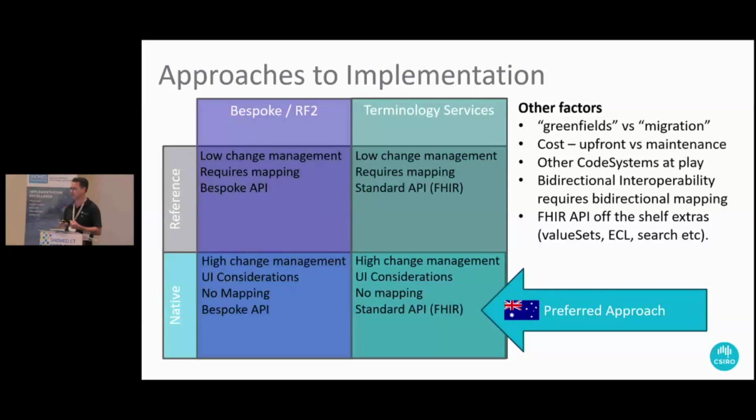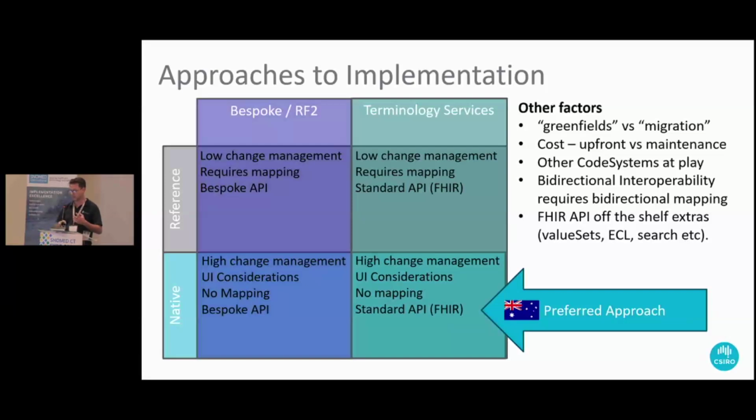Each implementation is going to be different, whether it's a greenfields situation. I think the startups, or I should say first, our recommended and preferred approach in Australia is to do a native implementation with terminology services. And the reasons for that is the cost. There's an upfront cost to doing that, especially if you're an existing vendor. You have to re-engineer your whole system sometimes to get that working. But the alternative is there can be a long-term cost where you have a maintenance of mappings and things like that. And then with mappings, if you want bi-directional interoperability, you need to do bi-directional mappings.